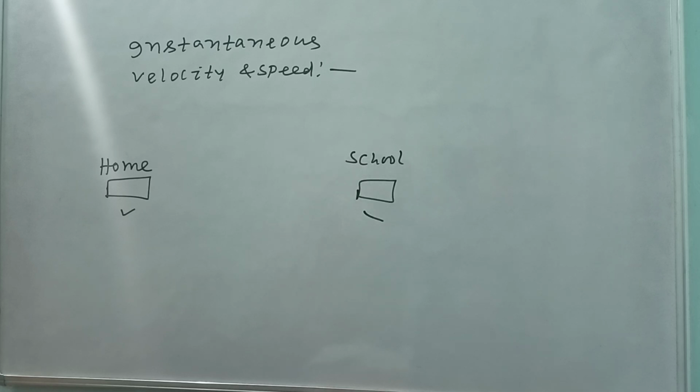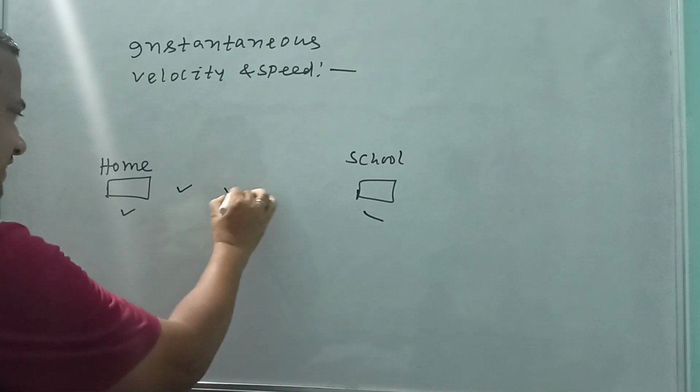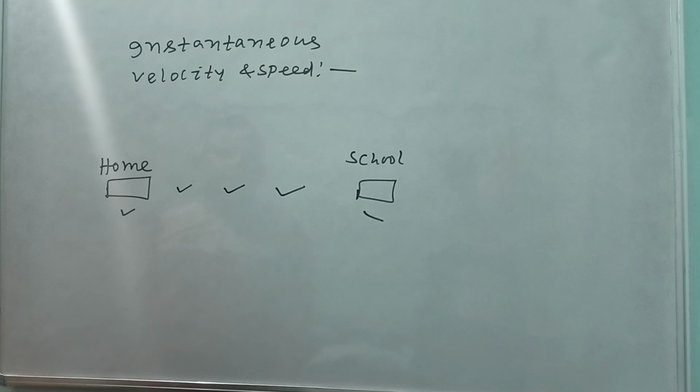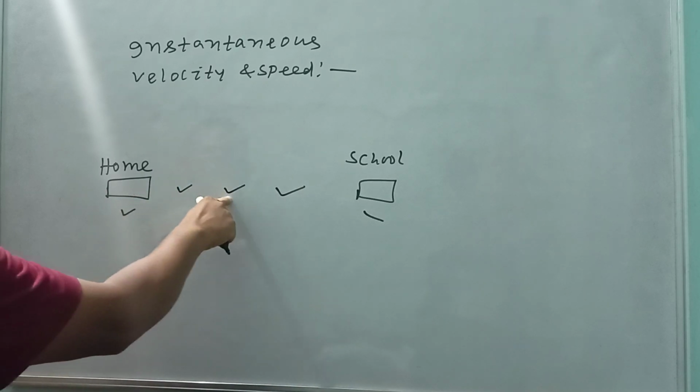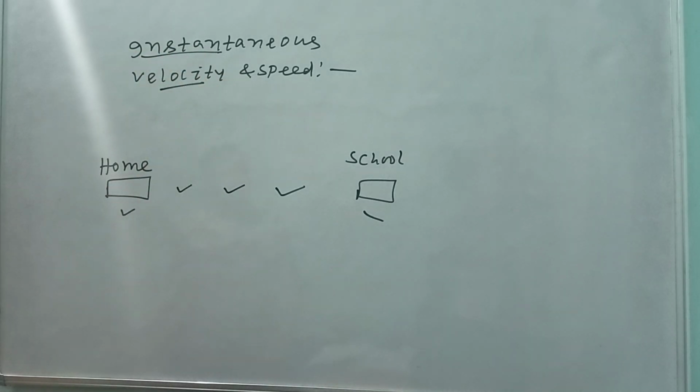this is the average velocity. But if I say what is the velocity at this point, at this point, at this point, I mean velocity at this point or that point is the instantaneous velocity. So for a time interval, you are calculating velocity, that is average velocity. But for a particular instant of time, this is your instantaneous velocity or speed, you say.